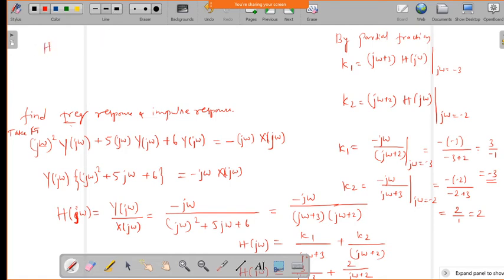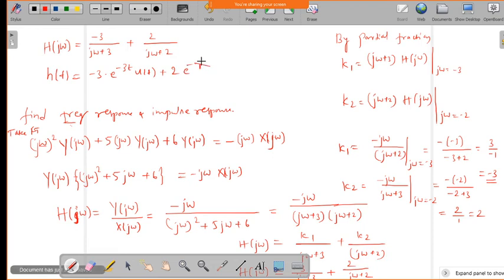So h of j omega is equal to minus 3 by j omega plus 3 plus 2 by j omega plus 2. Now this is in the form of 1 over a plus j omega, which will give e power minus at into u of t. So now we can get h of t as minus 3 into e power minus 3t into u of t plus 2 into e power minus 2t into u of t.